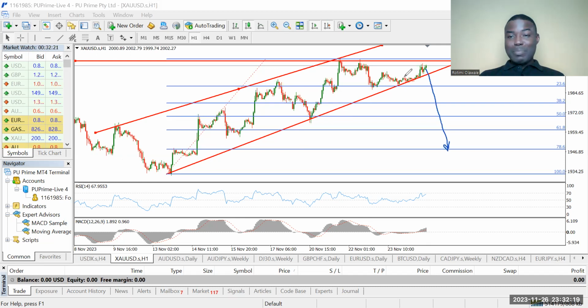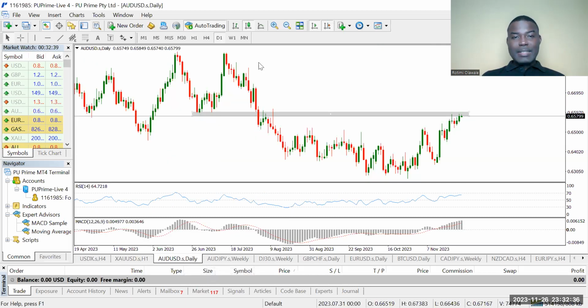So I'm bearish biased on gold. And now that the dollar index is looking bullish, gold technically should be looking bearish. So that supports a bearish view on gold. The next instrument I want to look at is the AUDUSD.